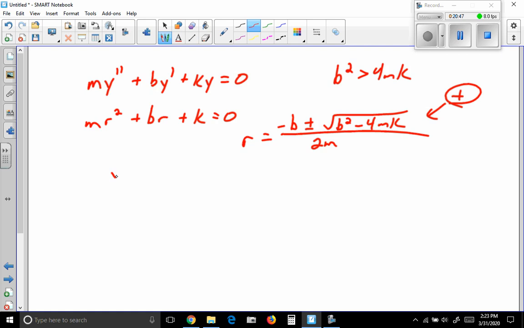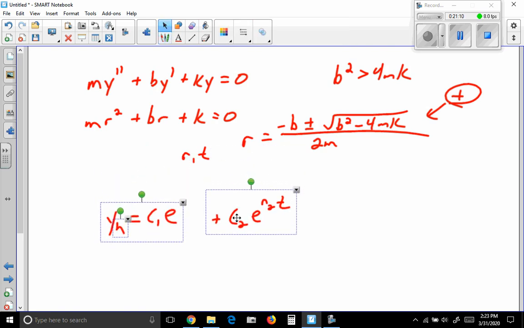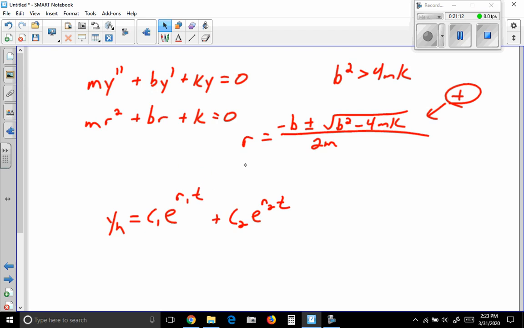And if we have real solutions, they're of the form e to the, what letter are they going to use? R1t and R2t. So R1 and R2 are just going to be your real number values. Put this down. They come from that quadratic equation.